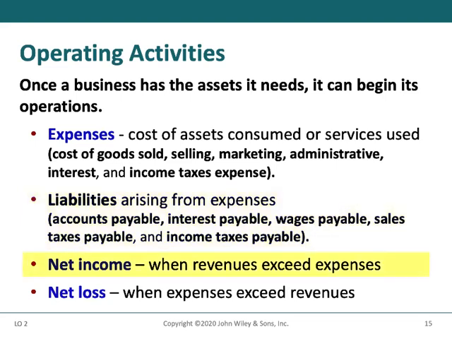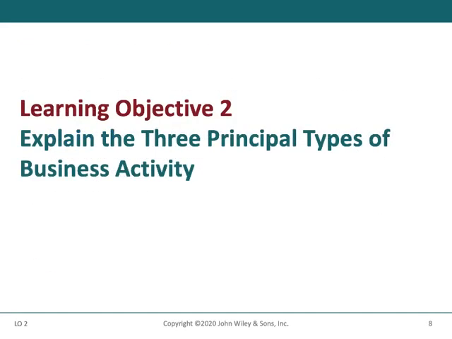And then we have net income, and hopefully businesses have net income, and so that's when your revenues exceed your expenses, including taxes. And then, unfortunately, businesses may actually incur more expenses than revenues, and that results in a net loss. So that concludes Learning Objective 2 on the 3 principal types of business activities.